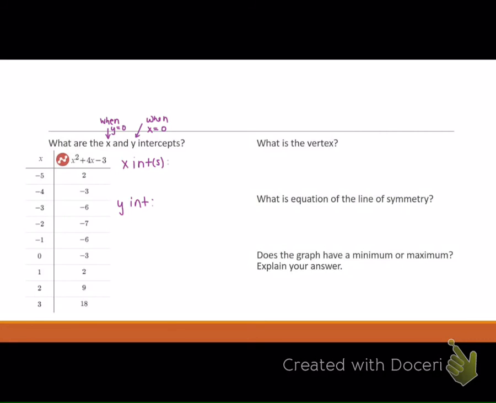Let's start with the y-intercepts because those are easier. When is x 0? At -3, we have a y-intercept. So this is (0, -3).